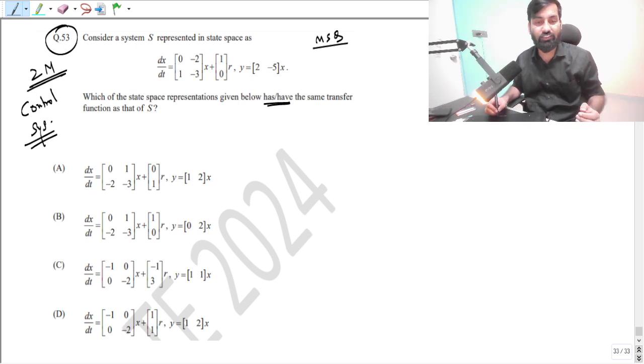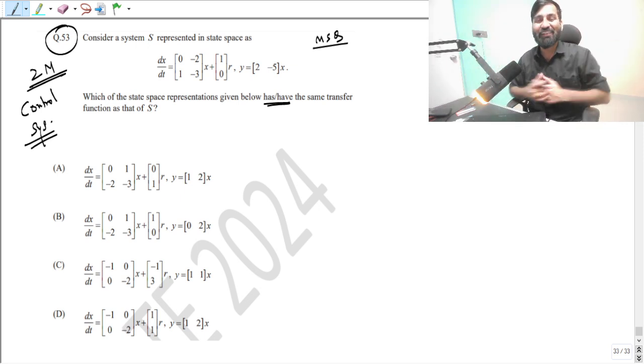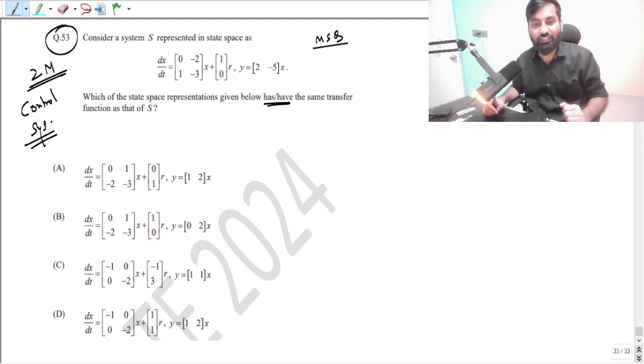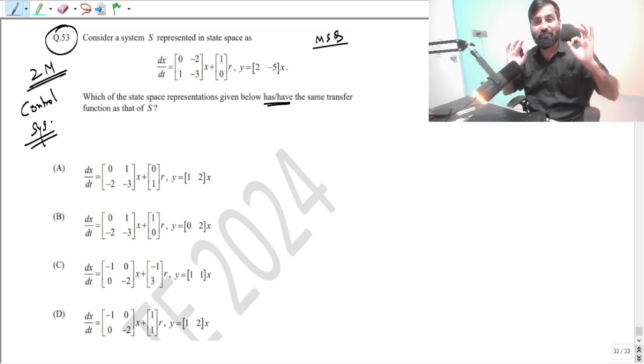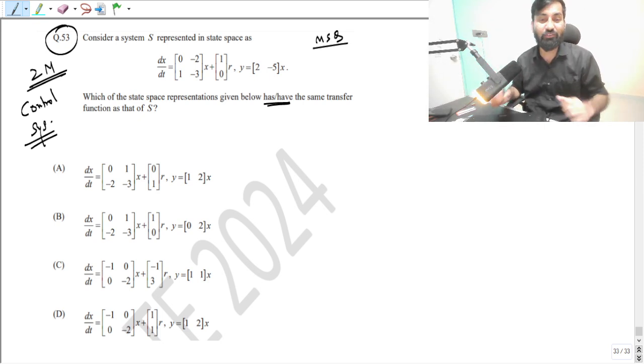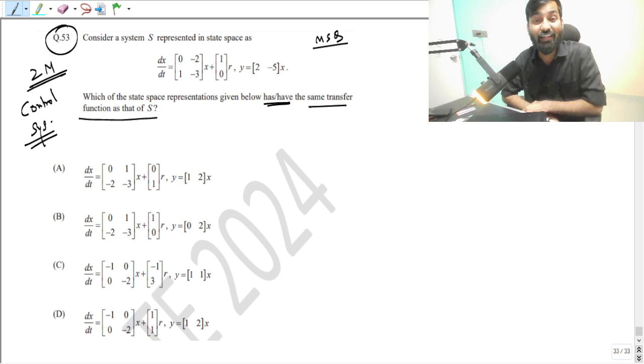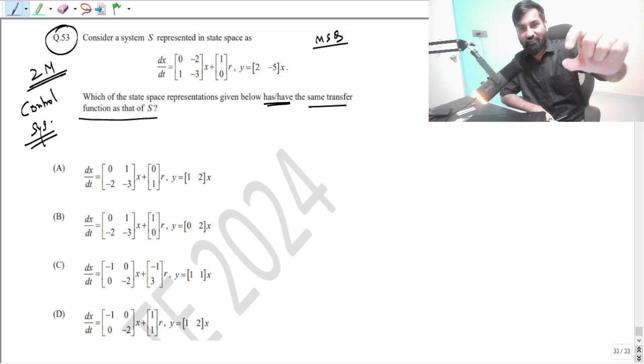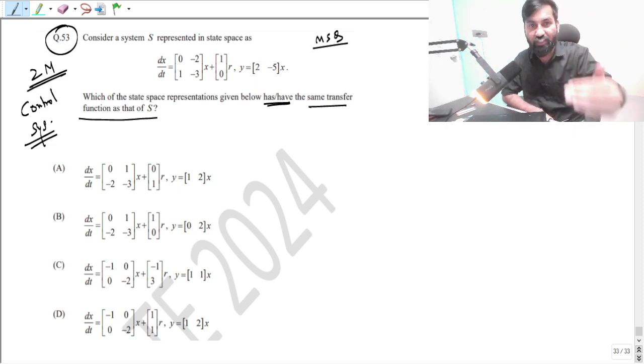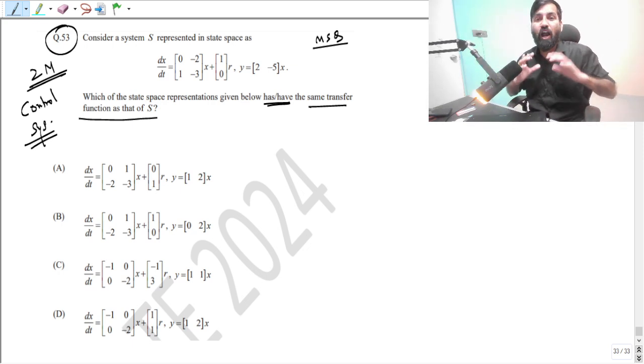Certainly, if it is an MSQ question, you're going to invest more time. You can match my solution with any other solution existing in India, and you will find I'm going to save a lot of time for you. I believe you will appreciate it. Which of the state space representations given below has the same transfer function as that of S? Whatever is given, you have to find which state space representation in the options has the same transfer function.